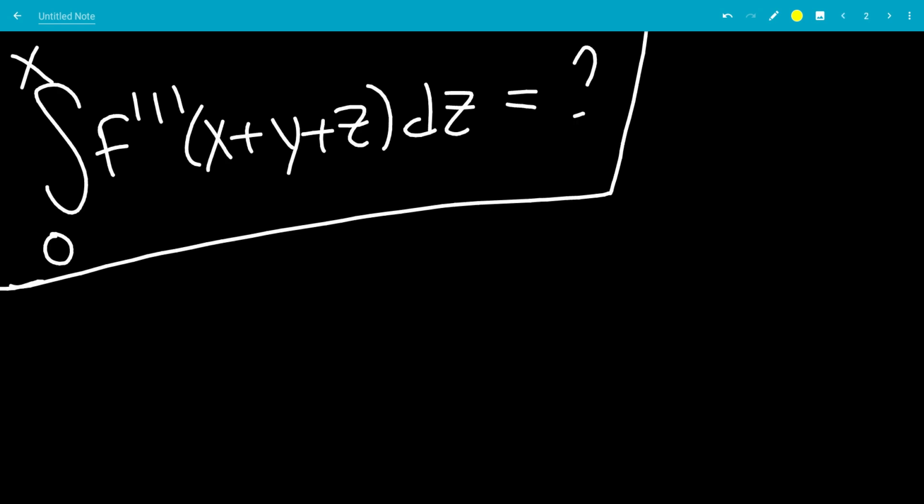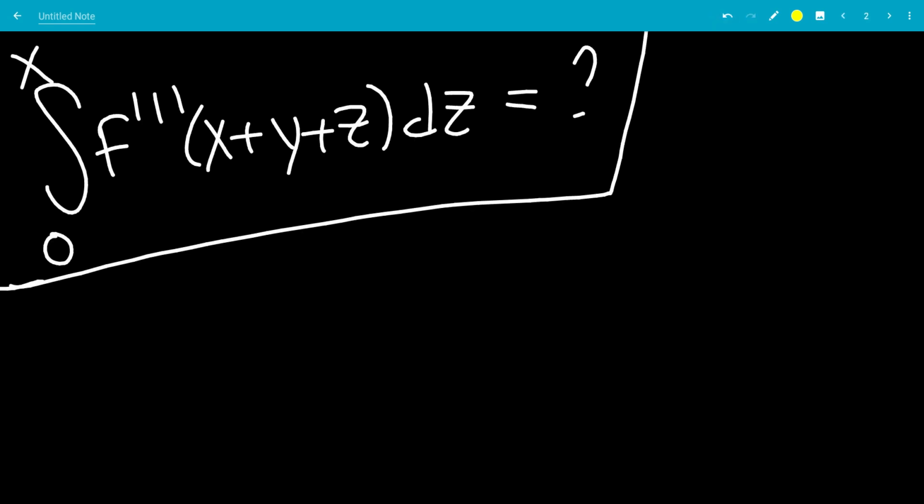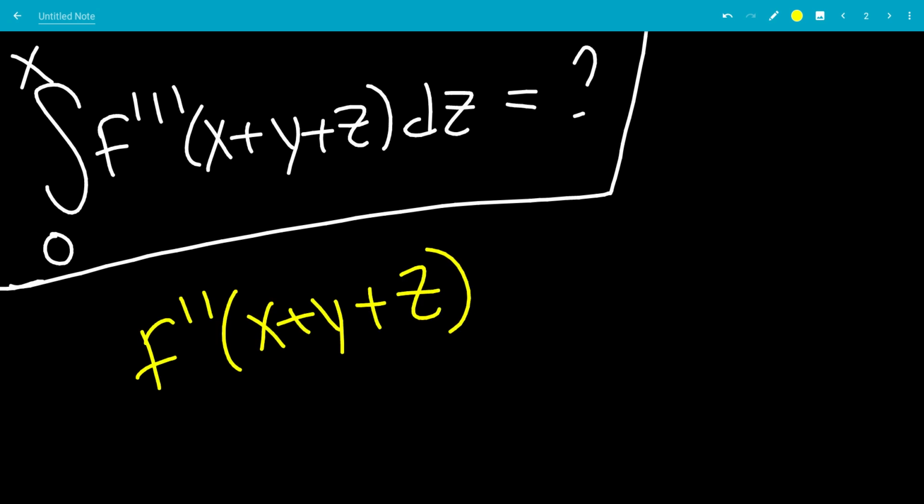Okay, we're going to start with the inside. That would be the integral from 0 to x, with respect to z. You can think of this as parentheses, from there to there, and that's what we're going to evaluate. The integral of the third derivative of something is the second derivative. So this would be the second derivative of x plus y plus z. Now we have to check the derivative of the inside, and in this case the derivative of the inside is 1, so we don't have to worry about dividing by anything. Then we're going to plug in from 0 to x.